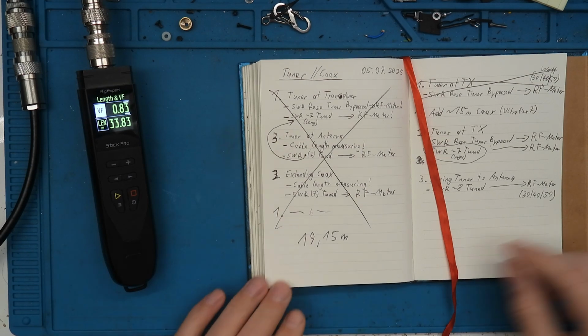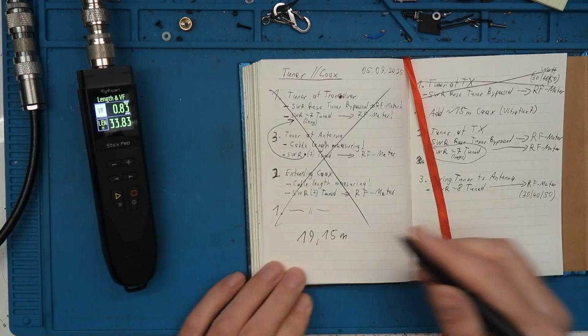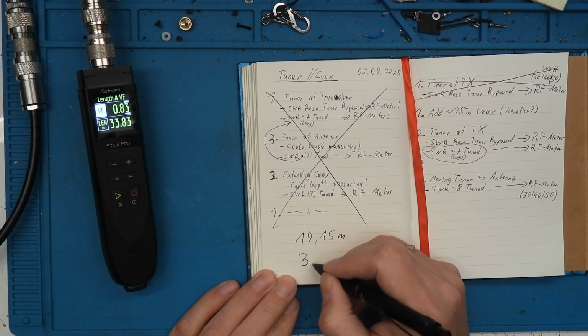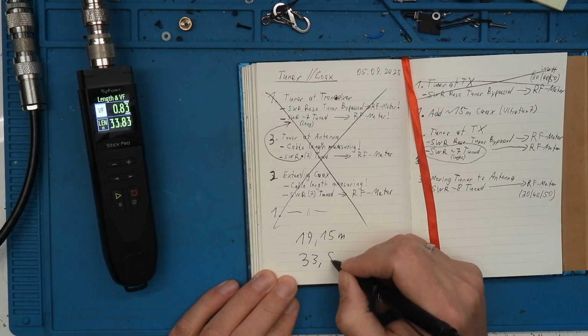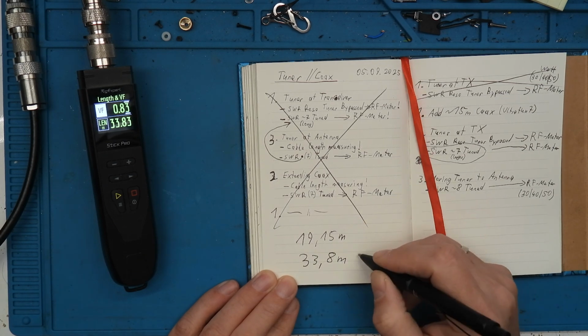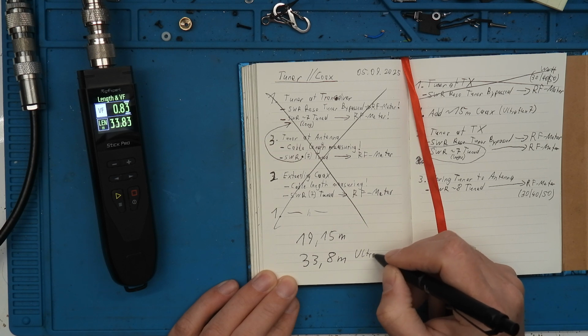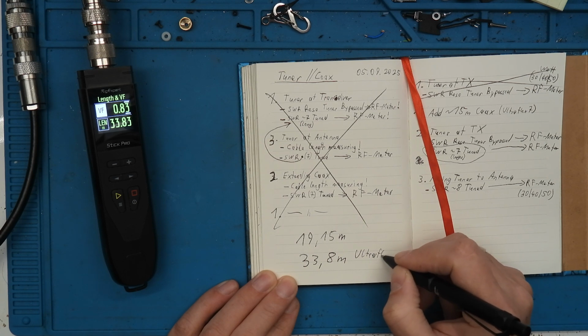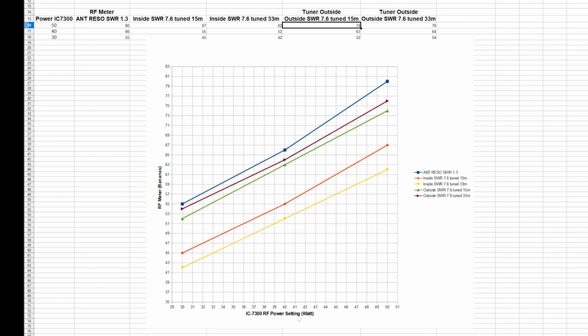Then I moved the antenna tuner to the antenna. Keep in mind there was still about 2 meter coax between antenna tuner and antenna. I couldn't find a shorter cable. With the antenna tuner outside, I also tested with 15 meter and 33 meter cable between the transceiver and the tuner. Surprisingly, the values with the 33 meter coax were a bit better than with 15 meter. Not sure why. Could be a measurement error.